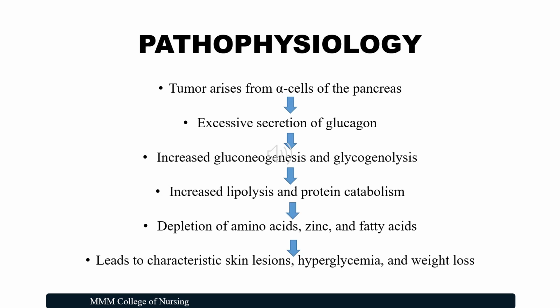Pathophysiology. The tumor arises from the alpha cells of the pancreas, which leads to the excessive secretion of the hormone called glucagon. When there is excessive secretion of glucagon, it results in increased gluconeogenesis and glycogenolysis, which results in increased lipolysis and protein catabolism. The increase in lipolysis results in depletion of amino acids, zinc and fatty acids, which leads to characteristic skin lesions, hyperglycemia and finally weight loss.